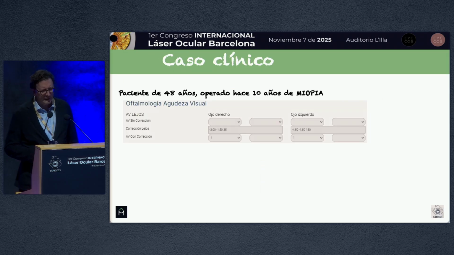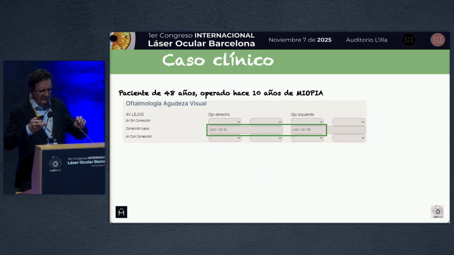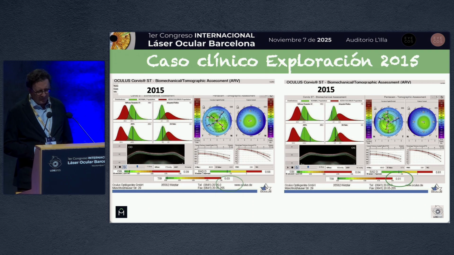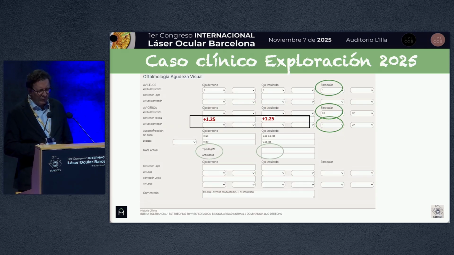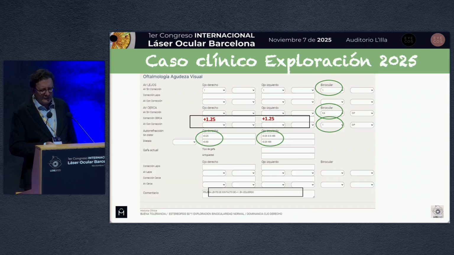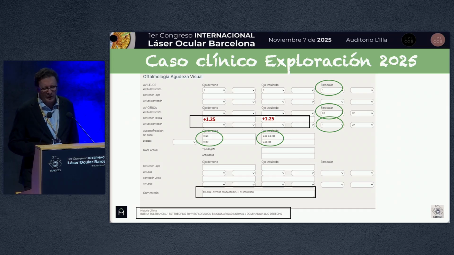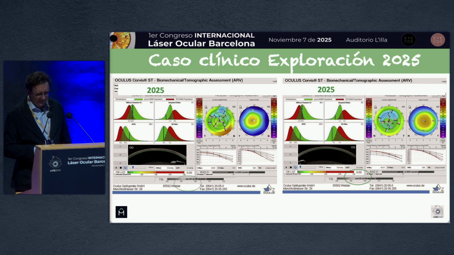A clinical case, so that's clear. Patient, 48, operated 10 years ago for myopia. That was the myopia on which we intervened, in 2015, a normal case. Biomechanics operated on. In 2025 he comes with these parameters: little astigmatism, vertical, 0.6 vision. He didn't want to wear glasses anymore. We did a test for contact lenses because there was emmetropia. Good tolerance, apparently normal.